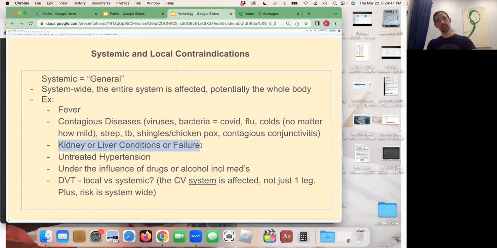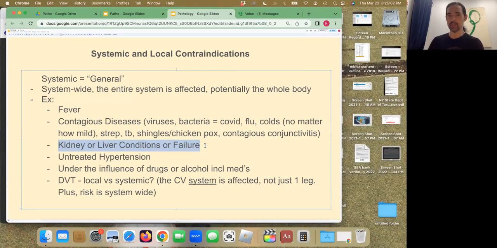Kidney or liver conditions, kidney or liver failure. So this is one of those things, just keep it simple. Don't go into all the different kinds of kidney conditions. If somebody has a stone, if somebody has nephritis, if someone has kidney failure, just make it a systemic contraindication on the MBLEx. Just make it a systemic contraindication. Don't work on that person.